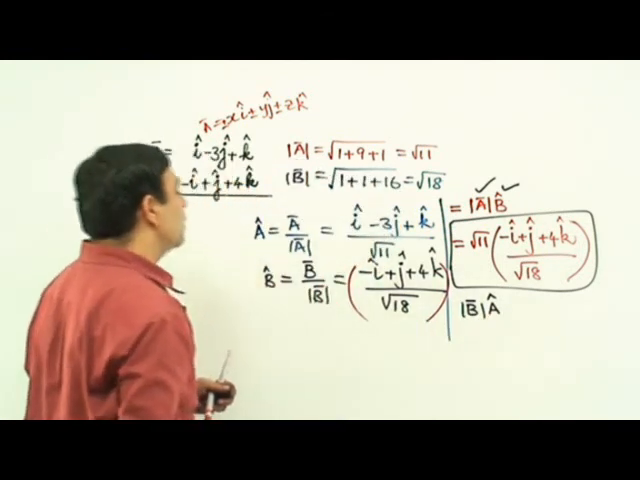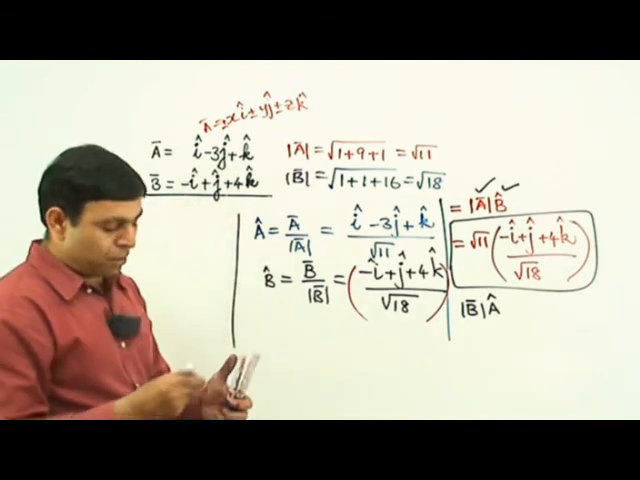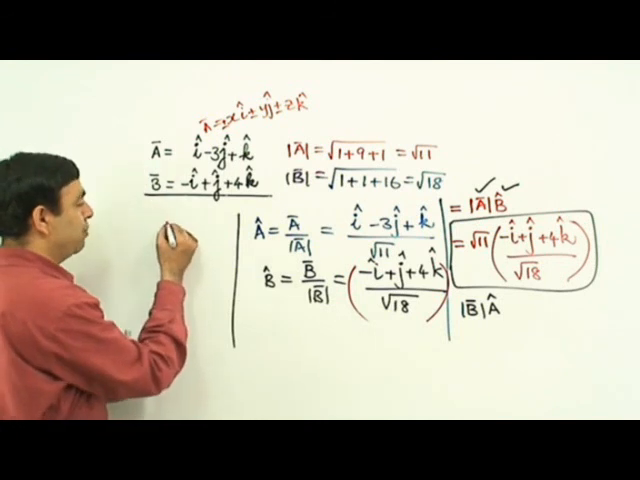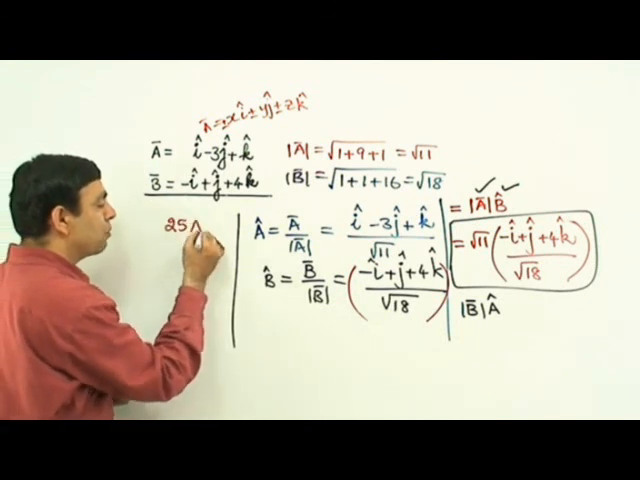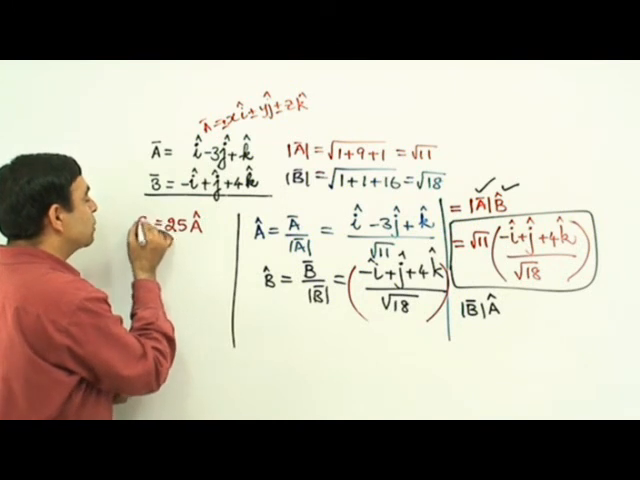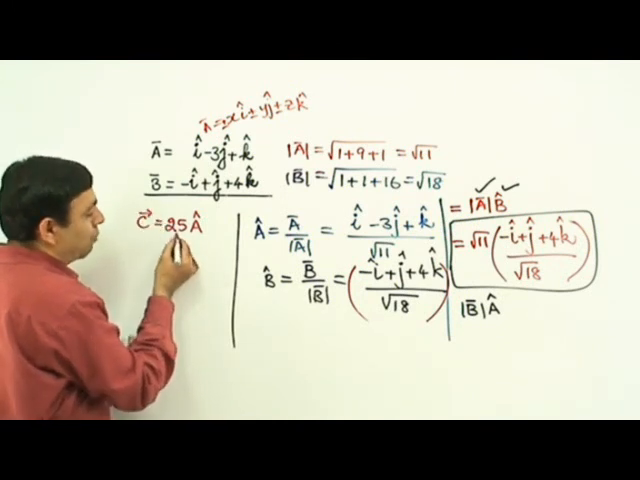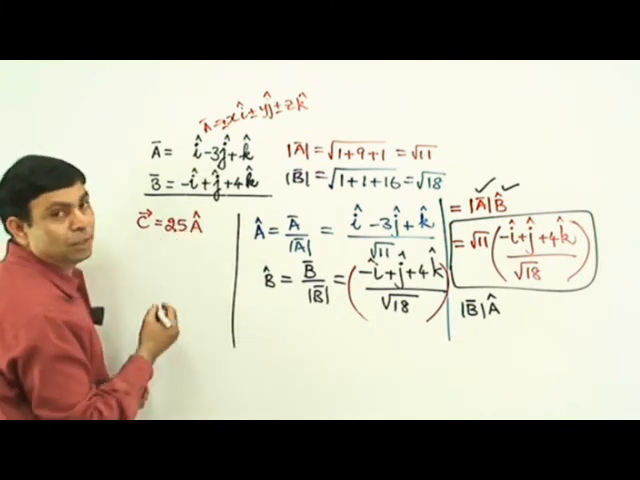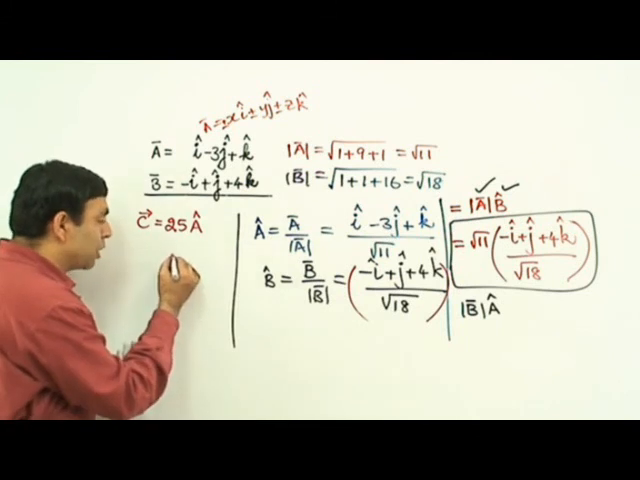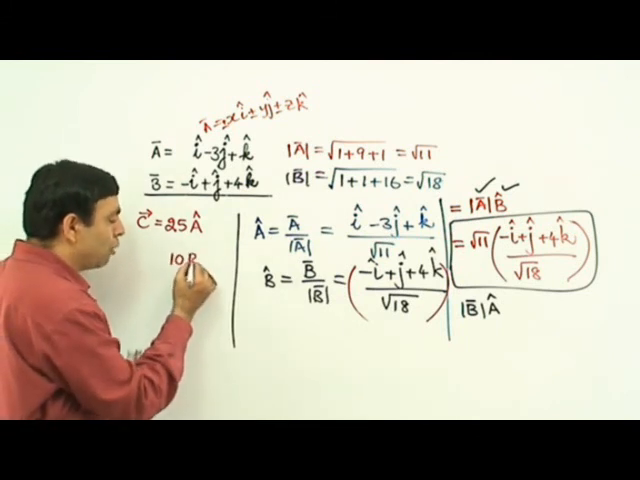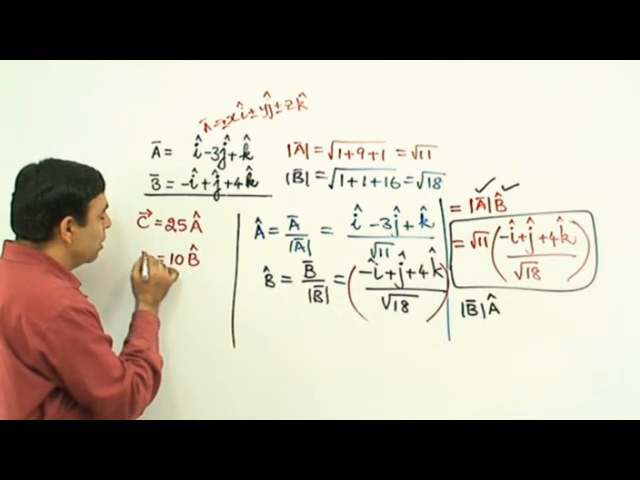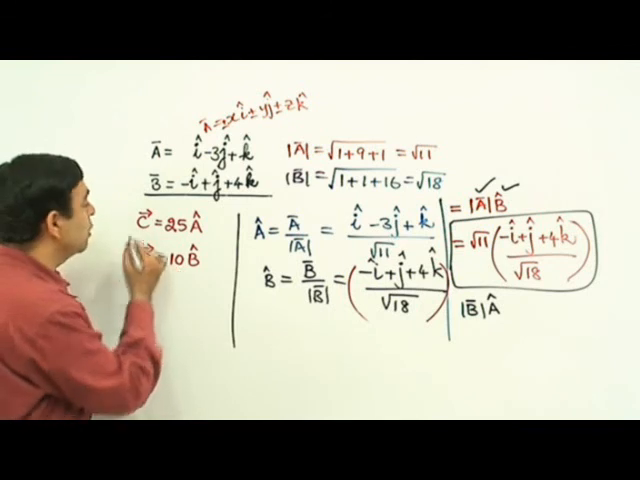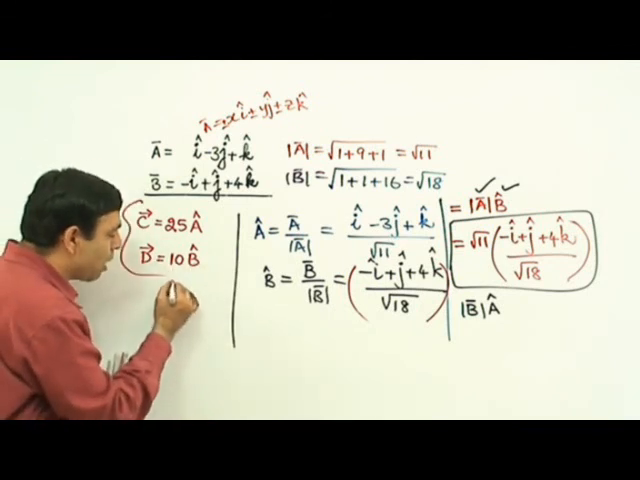Suppose you are asked to compute a vector whose direction is the same as that of A and magnitude 25. Magnitude 25, direction that of A means 25 A cap. So this particular vector C will be 25 A cap, meaning direction of A, magnitude 25. Clear? Suppose you are asked to compute a vector whose magnitude is 10 and direction the same as that of vector B, then this is going to be vector D, 10 B cap. B cap means direction of B, magnitude 10. It's so simple. Clear?